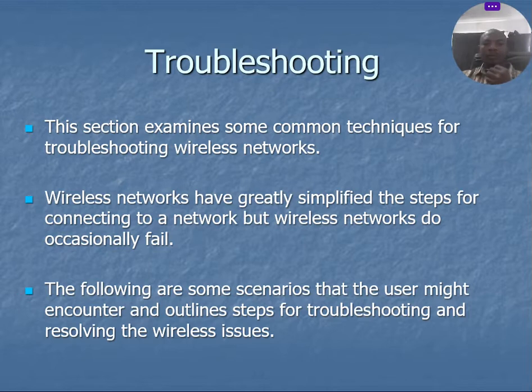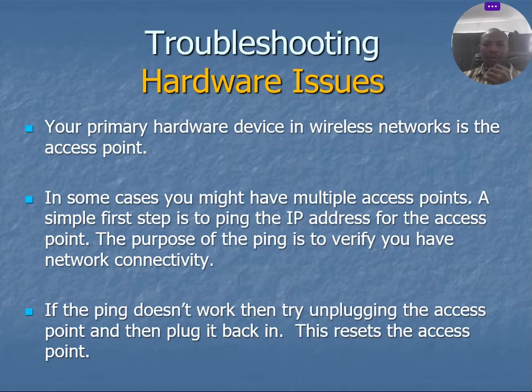Now, the following are some scenarios that the user might encounter, and the outline steps for troubleshooting and resolving wireless network. Let's take a look at the steps that we might use to resolve our wireless network. The first one is the hardware issues usually coming with the wireless network. The primary hardware device in a wireless network is the access point.